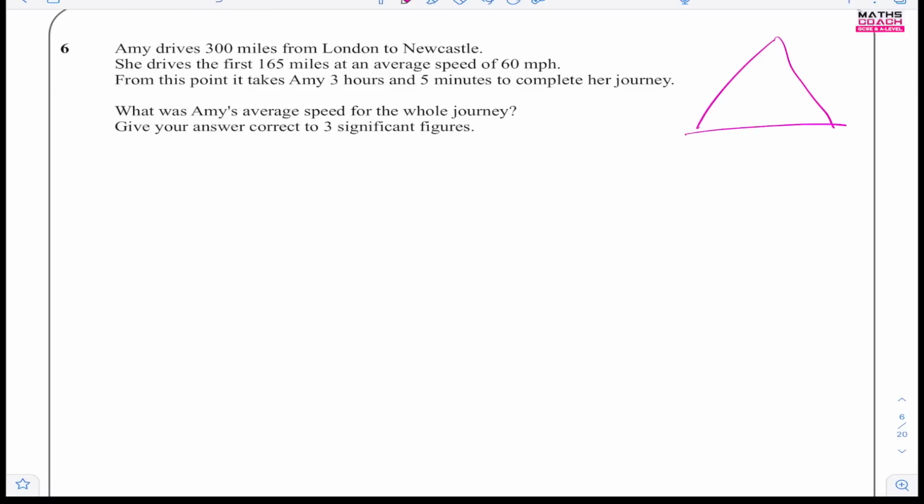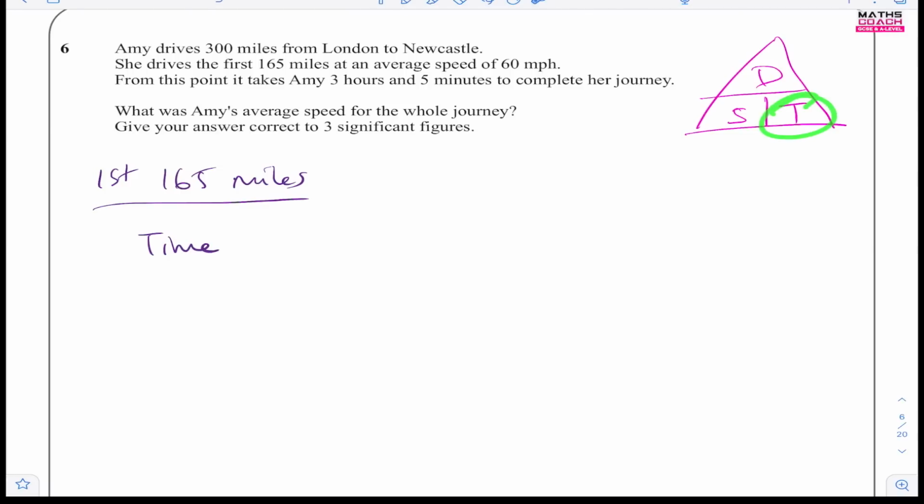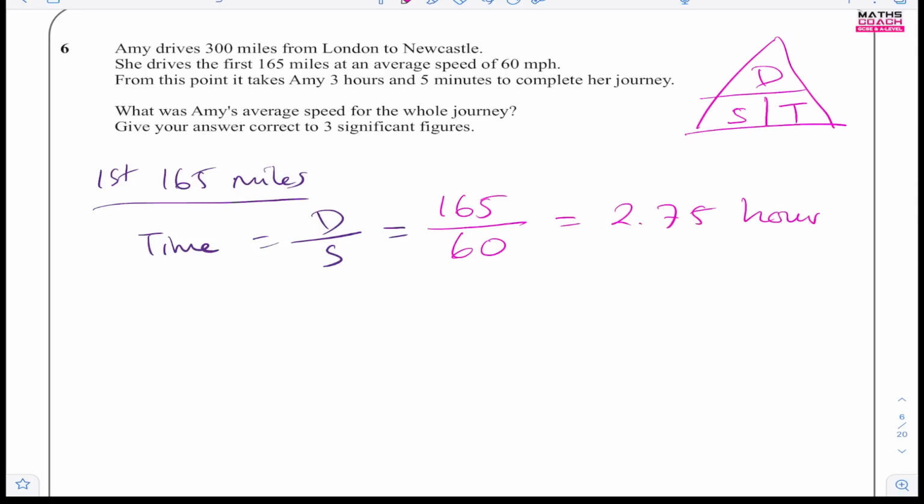Right, so we are going to be using the DST formula. So let's work out the time for her first 165 miles. We want to find what t is, so it's going to be d divided by s. So time is going to be distance divided by speed. The distance that she travels is 165 miles and the speed that she travels at is 60. So work this out on your calculator, you get 2.75, and that's in hours, the time.